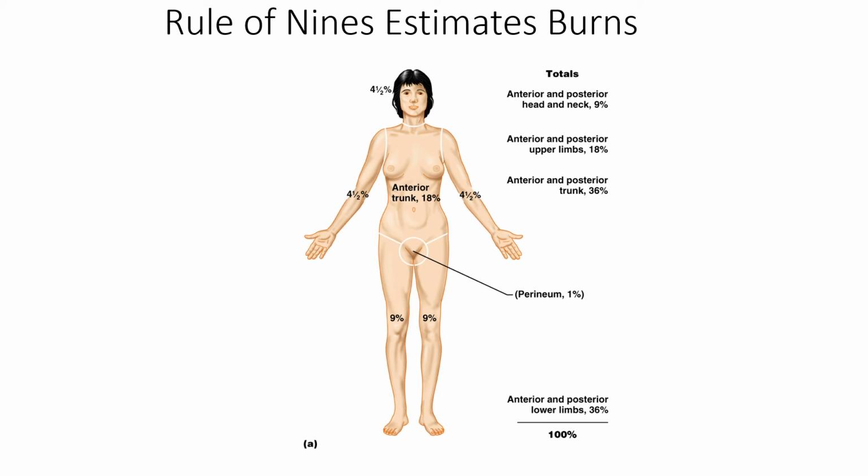The front of the trunk is 18%. The back of your trunk is 18%. That's a function of 9. The front of each leg is 9%. The back of each leg, 9%. So technically they've divided the body up into regions here based on the number 9. So if you hear that someone has received burns over 50% of their body, this is the way they've calculated that percentage of burn.